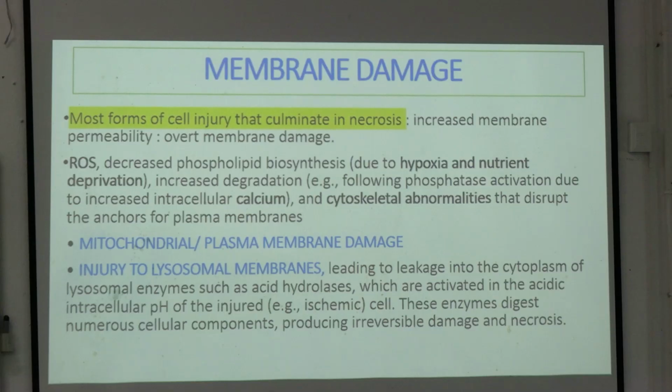Mitochondrial membrane damage হয়ে গেল, the same mitochondrial pathway দিয়ে cell injury হবে, right? Lysosomal membrane damage হয়ে গেল, there will be leakage of lysosomal enzymes such as acid hydrolase. So it will digest your cellular components and ultimately producing irreversible damage and necrosis. So is it clear? C তে কে ছিল?